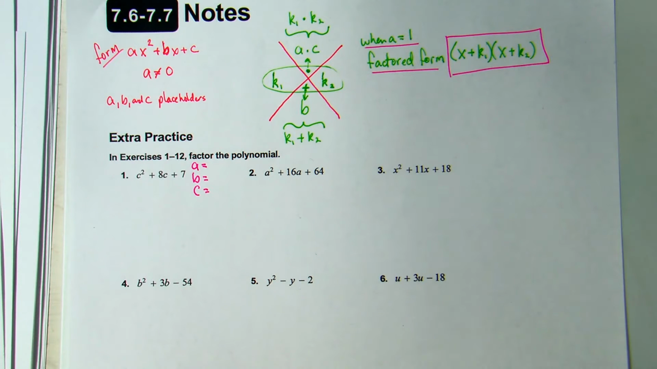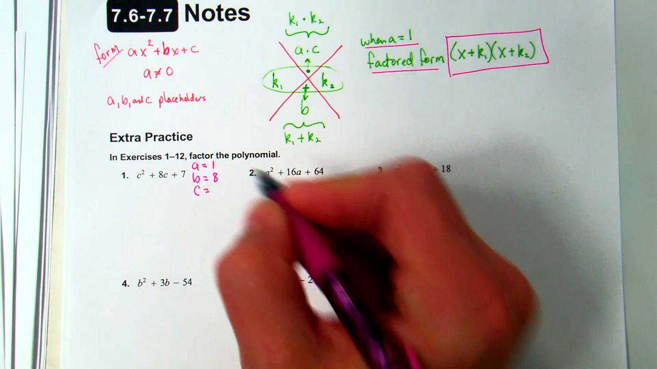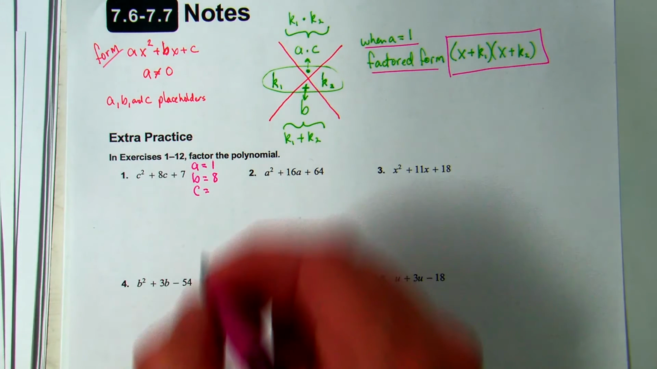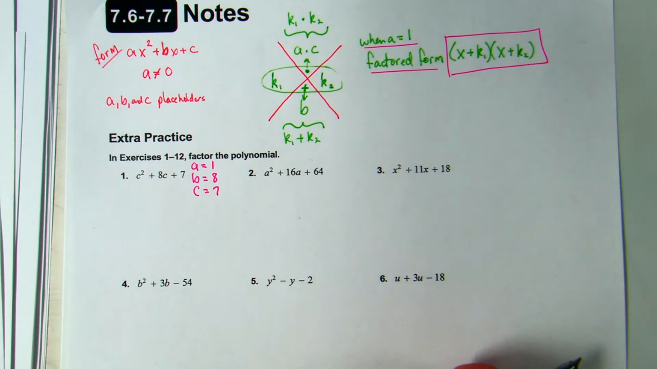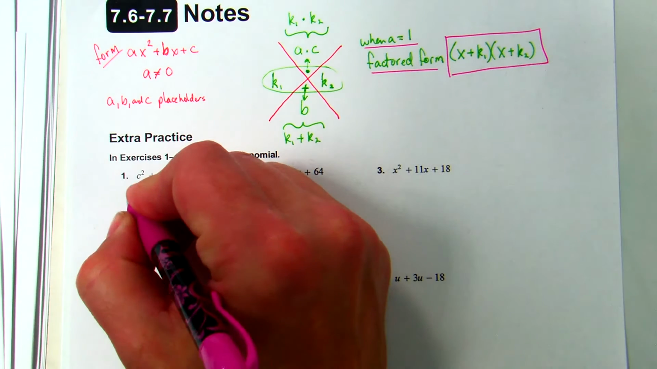So what is my value for A in this polynomial? It's 1. And then what's the value for B? That's 8. And the last one, C, will be 7. So those are my 3 values that I need to identify when I first start to factor this. And then the rest of it's really pretty easy. Okay, so let's draw the X.